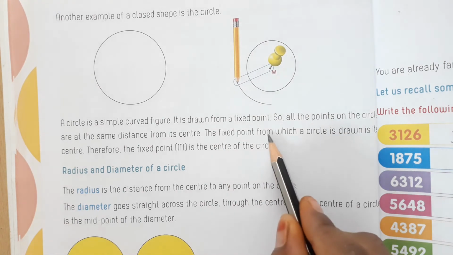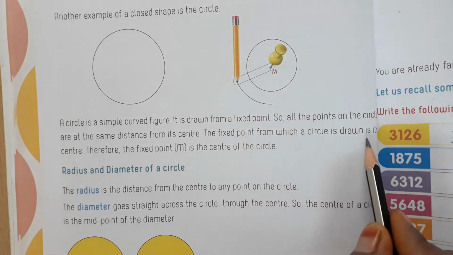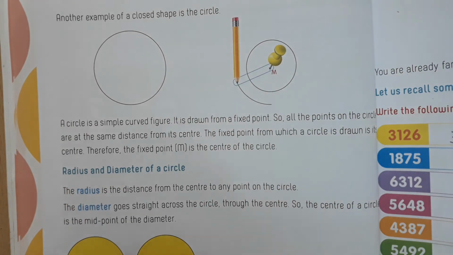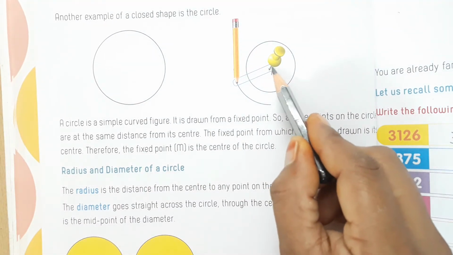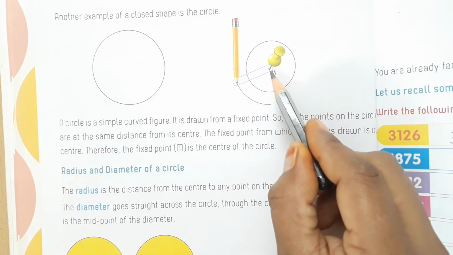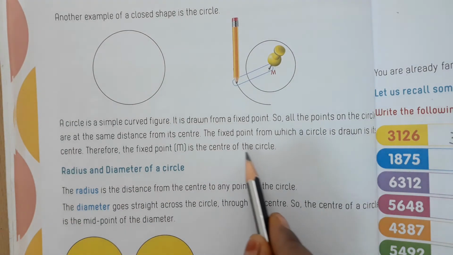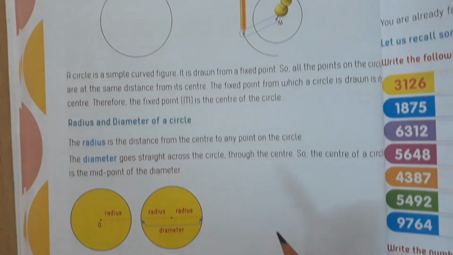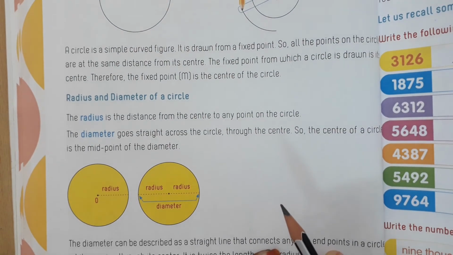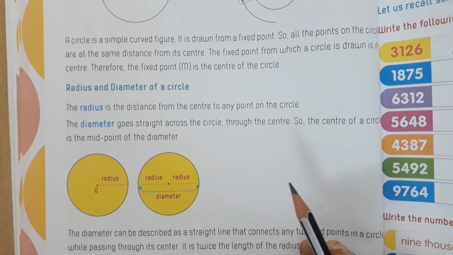The fixed point from which a circle is drawn is its center. The fixed point which is in the middle of the circle is the center. Therefore, the fixed point is the center of the circle.